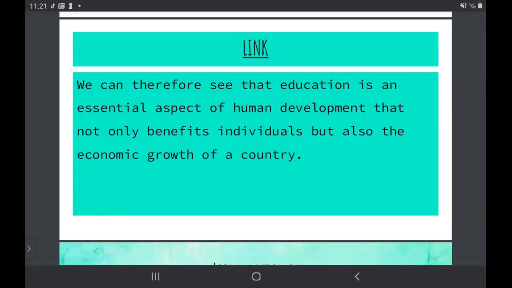The link. We can therefore see that education is an essential aspect of human development that not only benefits individuals, but also the economic growth of a country.